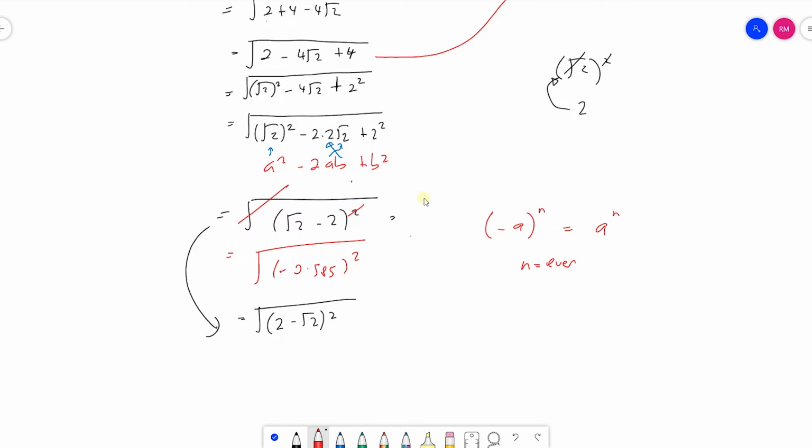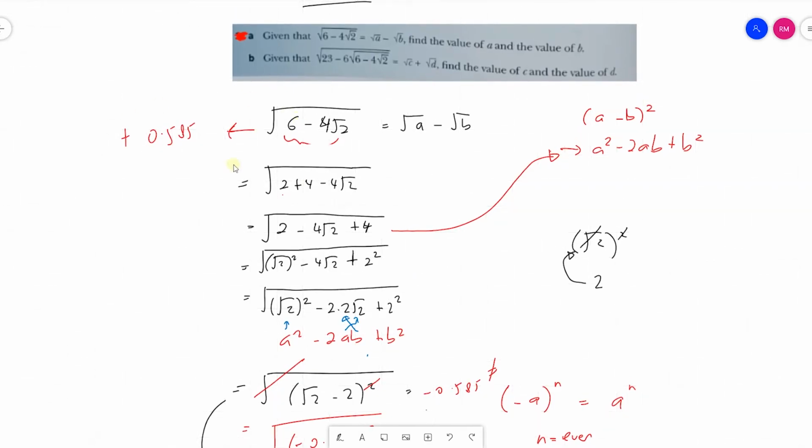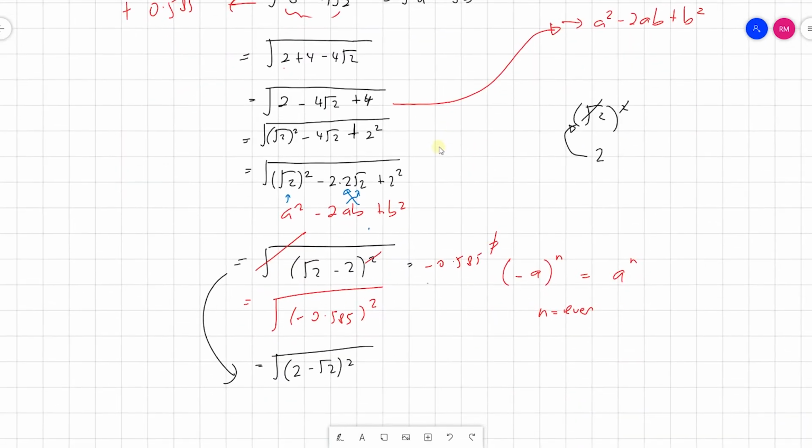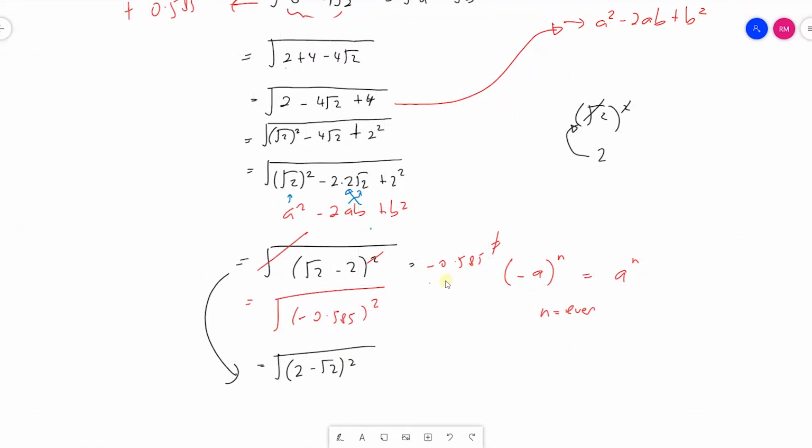The answer is going to be negative 0.585, which is not equal to the answer we got earlier when we used the calculator, which means we need to get the answer in the form of a positive value, not a negative value. So if you want to convert this to positive 0.585, we need to simply swap the position. That's what I did here.